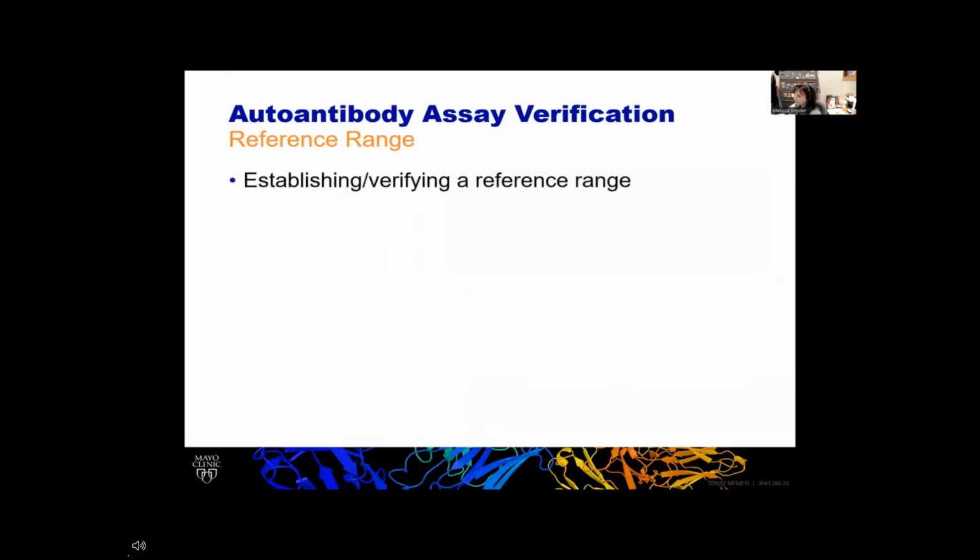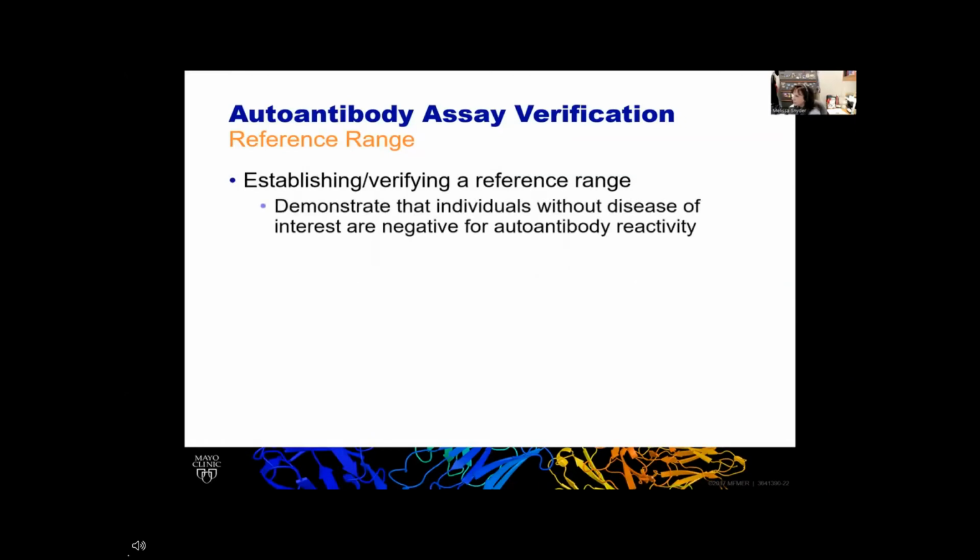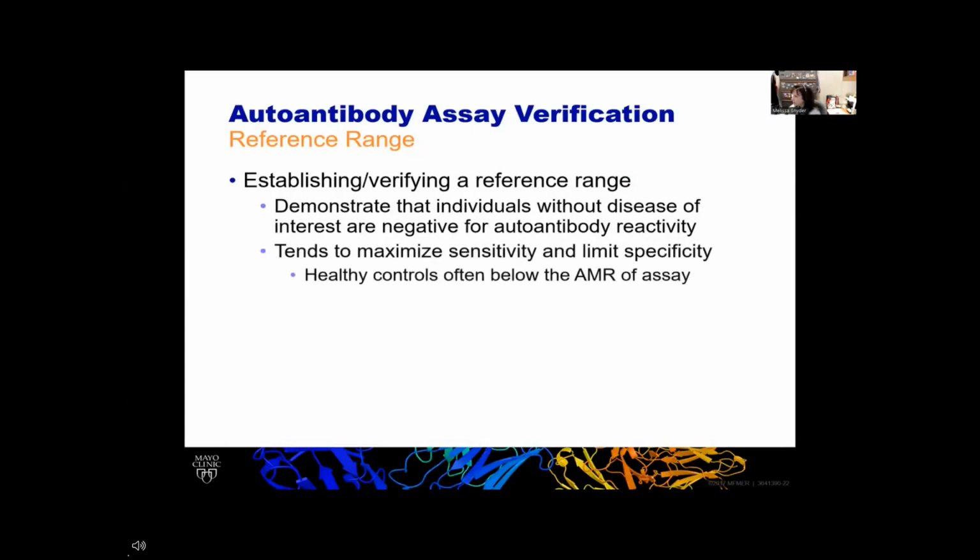So what else can we say about reference range? When we're establishing or verifying a reference range for autoantibody testing, I think there is value in demonstrating that individuals without the disease of interest are negative for the autoantibody reactivity. However, what we have to keep in mind is that this does tend to maximize the sensitivity of the testing and may give us somewhat lower specificity, because the healthy controls that we see often are below the analytical measuring range of the assay.